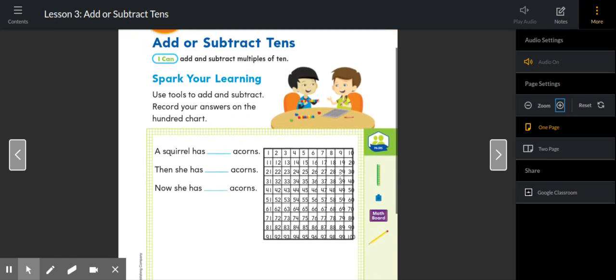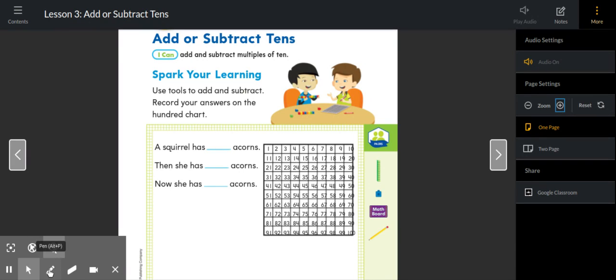So today, in our first problem for our Spark Your Learning, they are talking about a squirrel and some acorns. So let me read the problem to you. It's page 357. A squirrel has 50 acorns. So I'm going to put a little mark right here next to the 50. She gathers 30 more acorns. Then she buries 60 acorns. How many acorns does the squirrel have now?